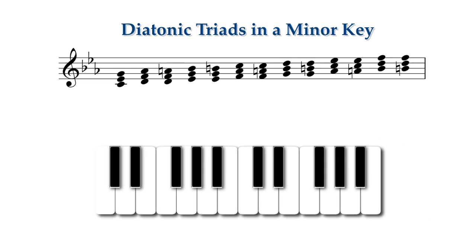Let's explore all of the diatonic triads in a minor key. The chords that lie within the key signature are a minor tonic, a diminished supertonic, a major mediant, a minor subdominant, a minor dominant, a major submediant, and a major subtonic.